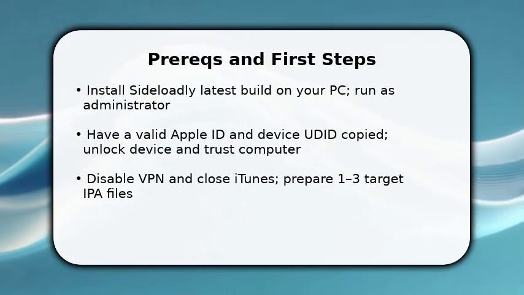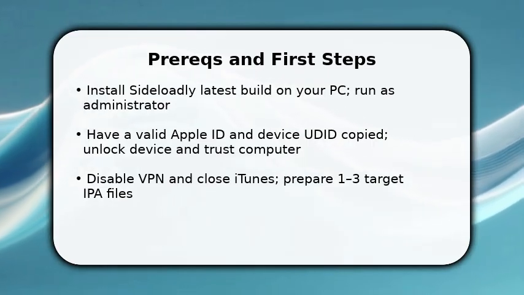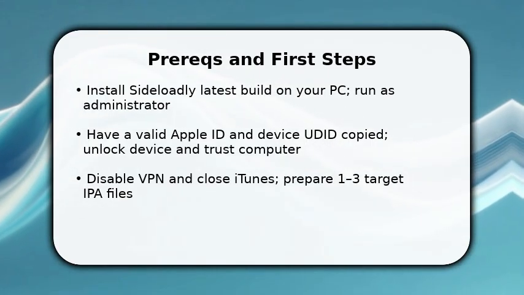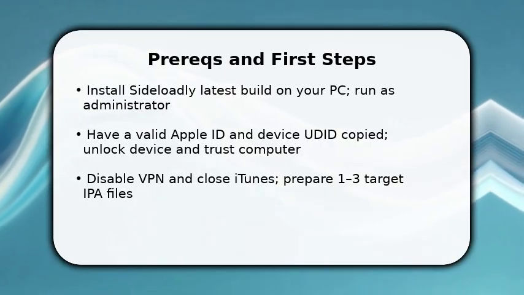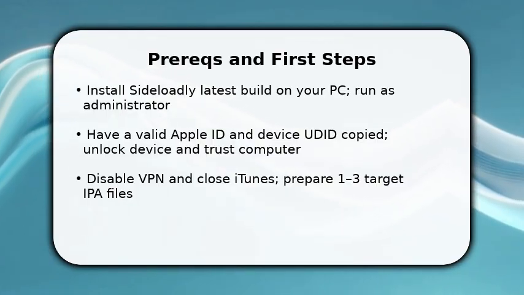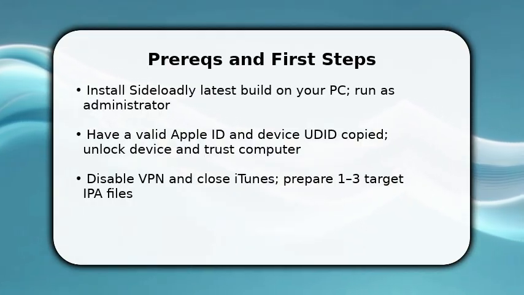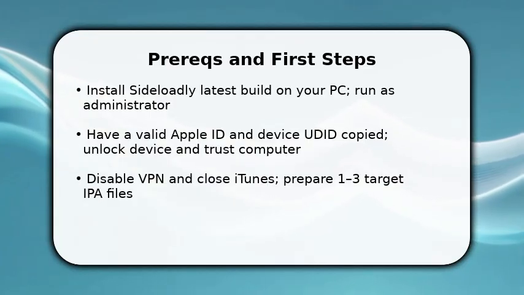You start by confirming prerequisites and taking the first actionable steps. Install Sideloadly and run it as administrator so signing works correctly. Make sure you have your Apple ID signed in and the device you did copied. Connect the unlocked device and tap Trust when prompted. Once done, disable any VPN and close iTunes to avoid port conflicts.